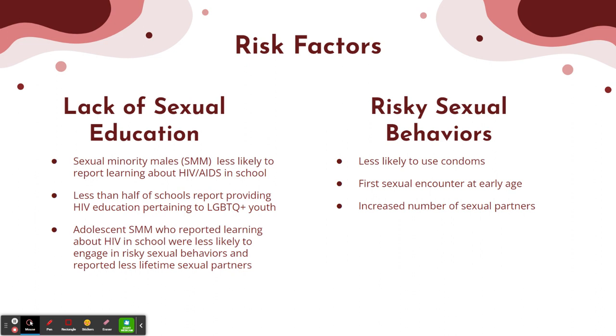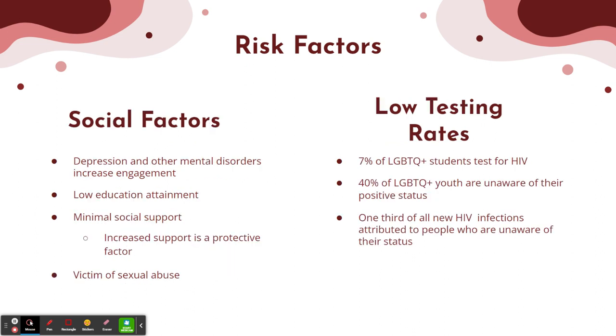So some risky sexual behaviors that this population engages in: they're less likely to use condoms, which again stems from that lack of sex ed. They have their first sexual encounters at an early age, and then there's just an increased number of sexual partners. And these all again relate to increasing risk for HIV, because the more times you engage in sexual behaviors, the more that increases the chance of transmitting HIV as well.